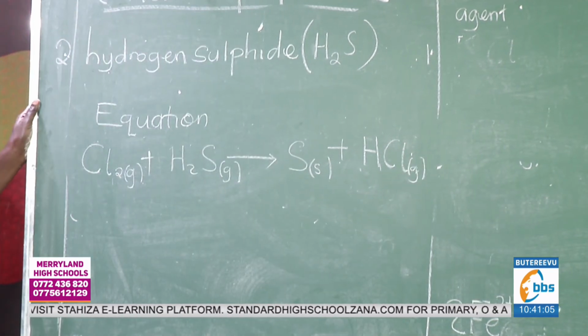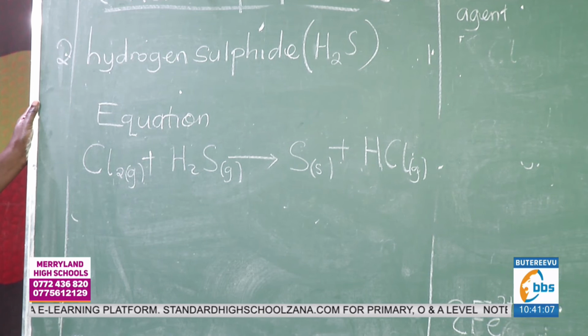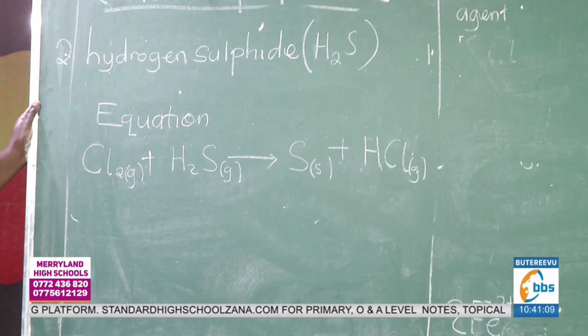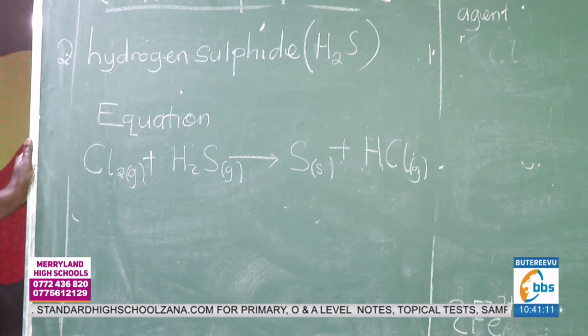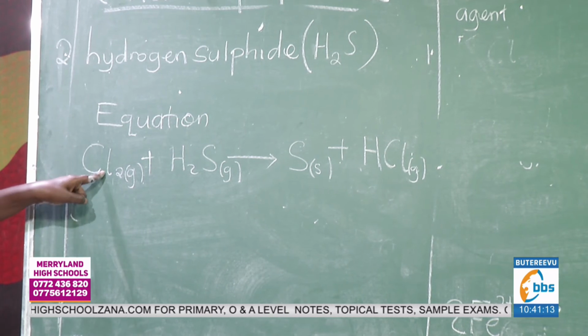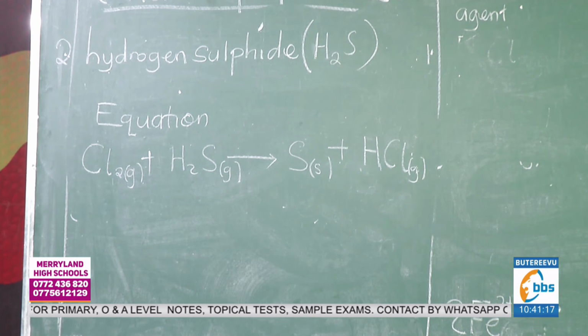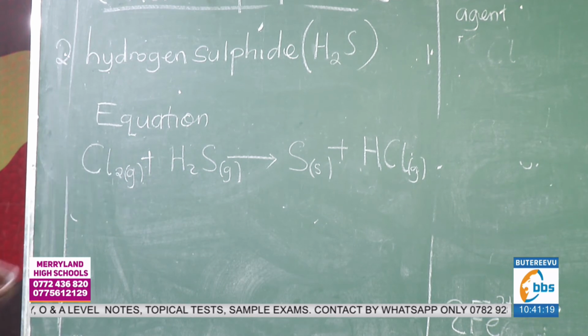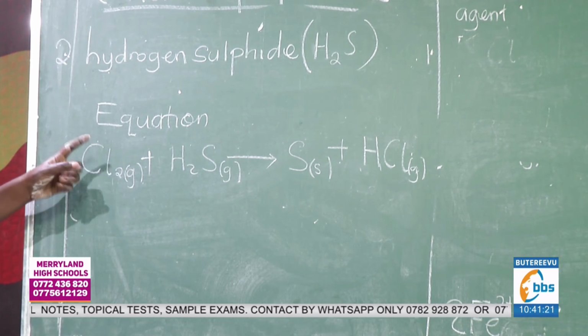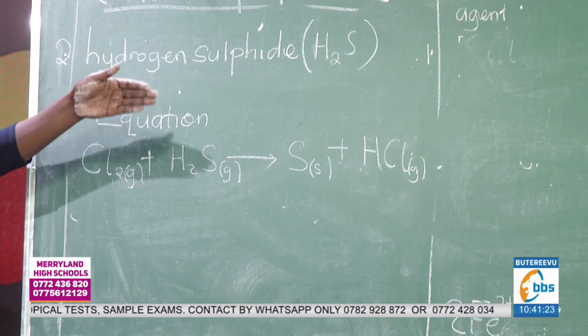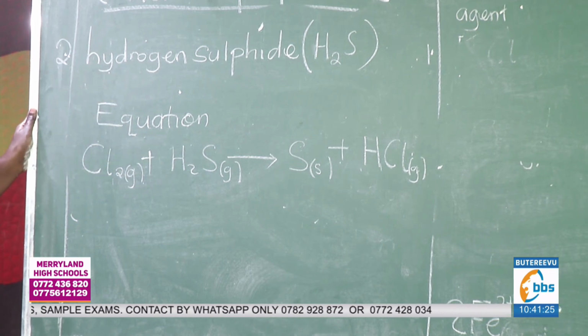You form HCl. Okay? So this is what you form. Chlorine has oxidized hydrogen sulfide by removing hydrogen. Therefore, what are you left with? You're left with sulfur. Chlorine itself has been reduced by reacting with hydrogen to form HCl. Let us try to balance the equation.